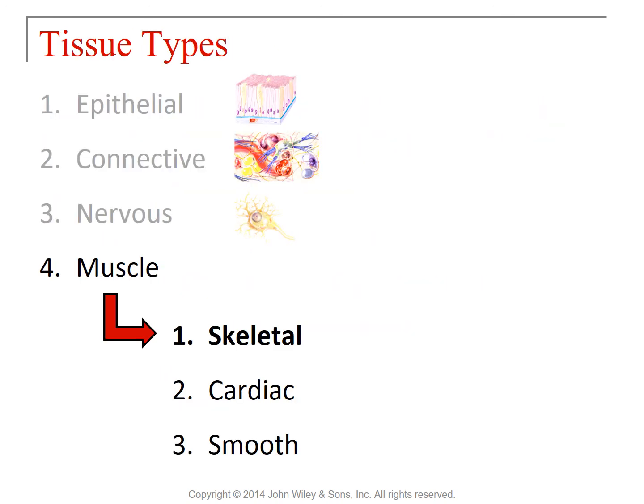Okay, there are 4 tissue types. Muscle is one of them. And we will take a look at mostly skeletal muscle in this chapter. We will touch on the mechanism of cardiac muscle and the mechanism of smooth muscle.